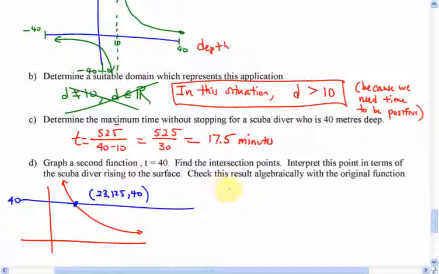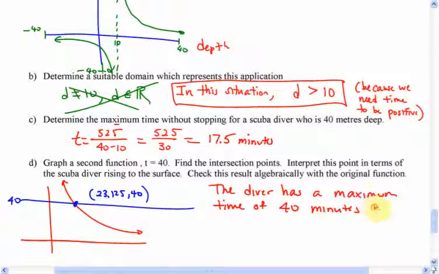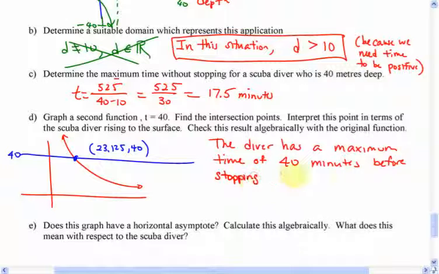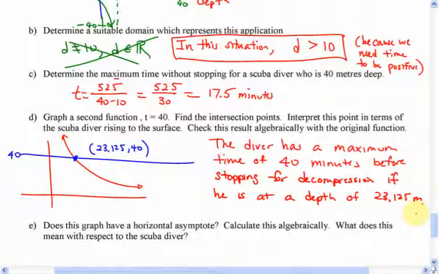So let me just write down something like this, and I'll use the answer in the book too. It says the diver has a maximum time of 40 minutes before stopping for decompression, so you don't kill yourself, if he is at a depth of 23.125 meters. Now, that's the answer.